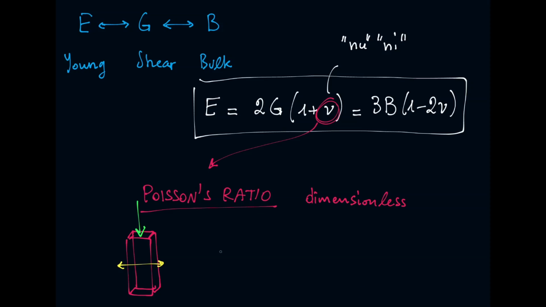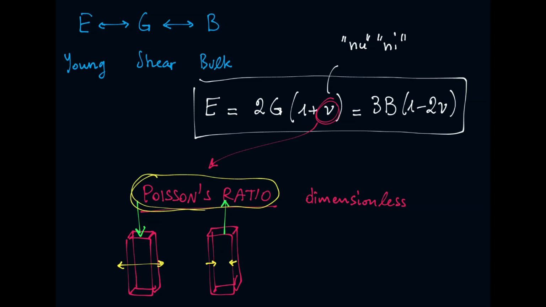Or the other way around would be, if you take a stick like this or a bar or something that's elastic and you stretch it, like when you stretch an elastic band or something, there tends to be a thinning in the middle. It tends to get thinner. So this type of phenomenon is captured by this Poisson's ratio.